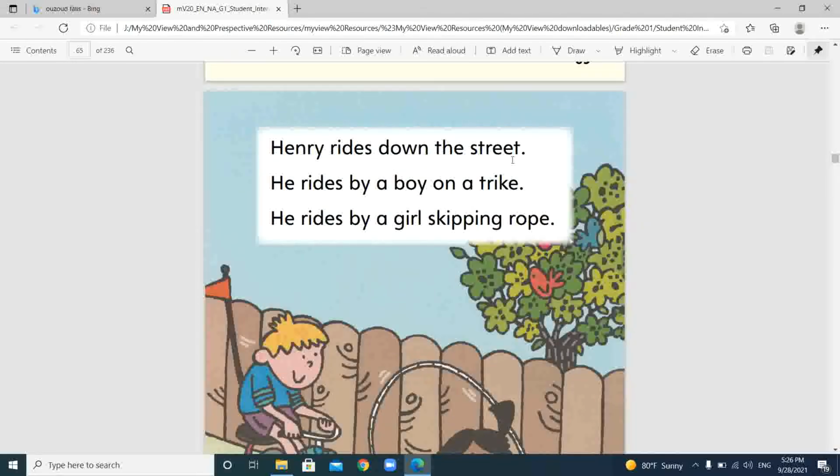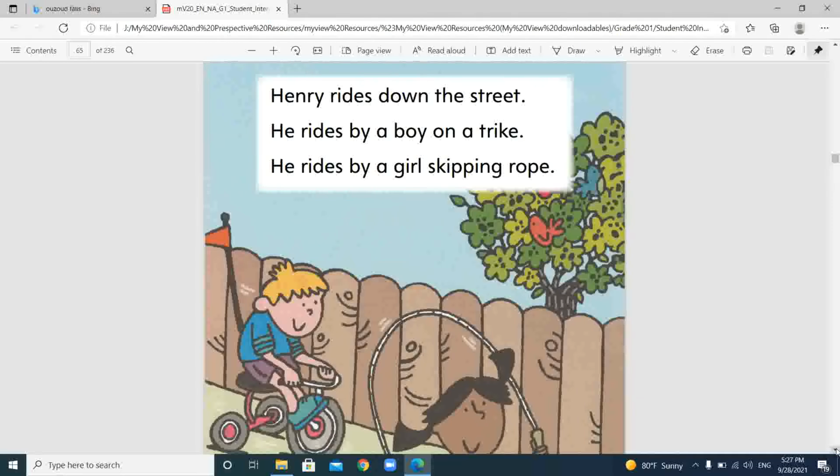Henry rides down the street. He rides by a boy on a trike. He rides by a girl skipping rope. So now, what is Henry doing? He's riding his bike. And while he's riding his bike, he sees things. What did he see? He sees a boy on a trike. What is a trike? A trike is like a bicycle or a bike that has 3 wheels. The word tri means 3. He sees a boy riding a trike, a bike that has 3 wheels.